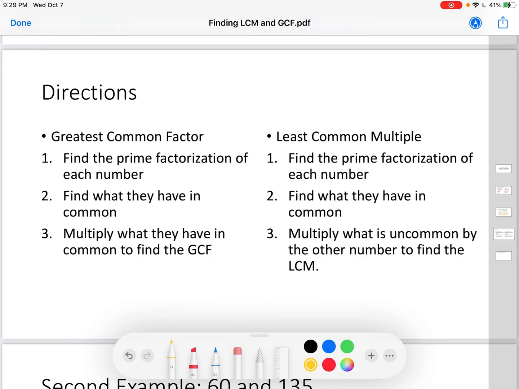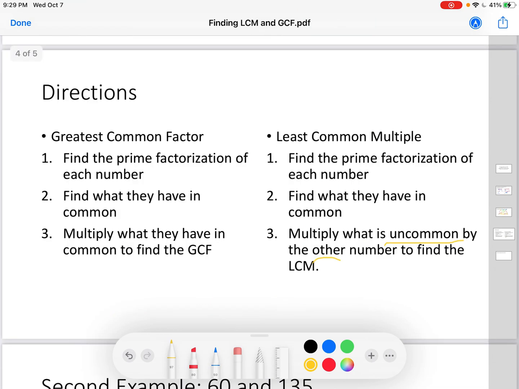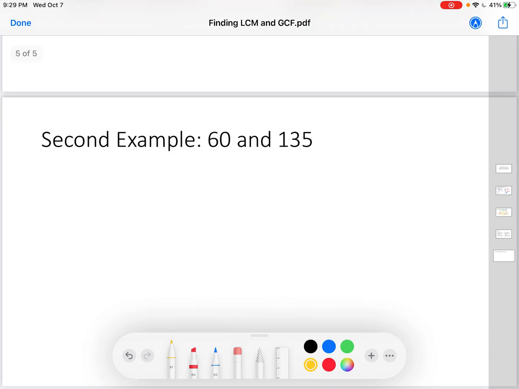Least common multiple. Find the prime factorization of each number. Find what they have in common. Multiply what is uncommon by the other number to find the least common multiple. So I found the prime factorization of each number. I found the uncommon thing and multiplied it by the other number. And that's how you find it. We obviously need another one for practice.